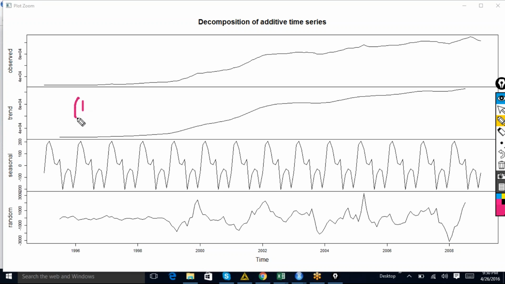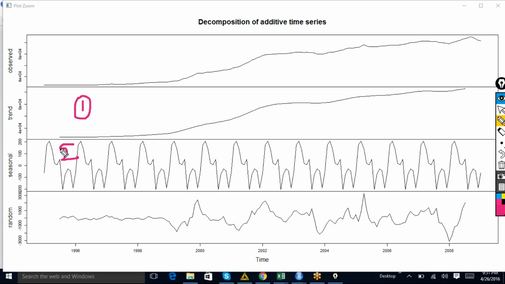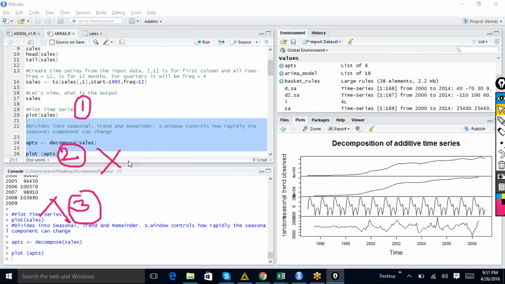So first component, the general organic trend over a period of time. Second component, seasonality. Third component, the random factors. We do not do anything about the random factors. Seasonalities will adjust and then we'll predict for the long-term trend. Okay. So let's move to the main R window again.